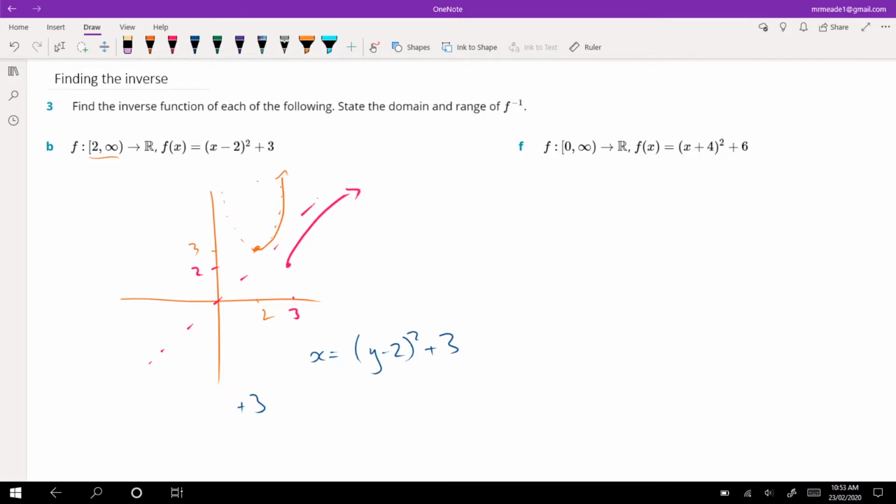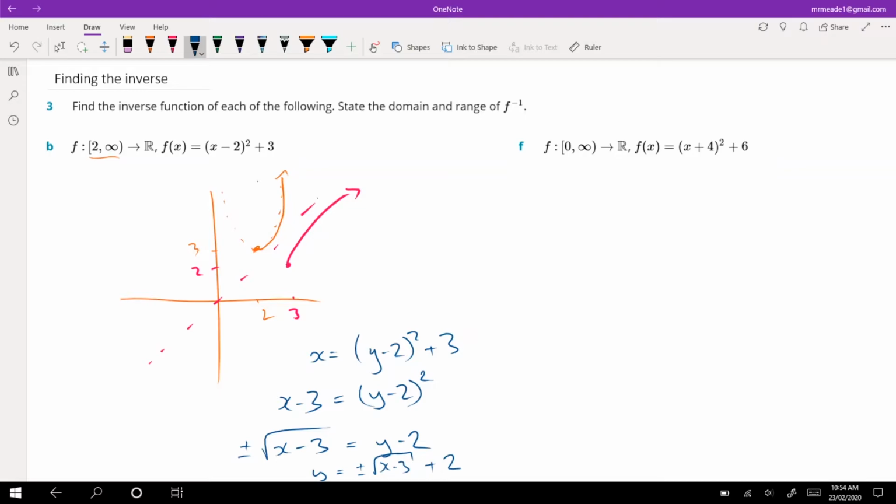So let's minus the 3 over the other side, which will give us x minus 3 equals (y minus 2) all squared. And then to get rid of the squared, we have to take the square root of both sides. So I get the positive and negative root of (x minus 3) equals y minus 2. And then the last step is to get the 2 to the other side. So I end up getting y equals positive and negative root (x minus 3) plus 2.